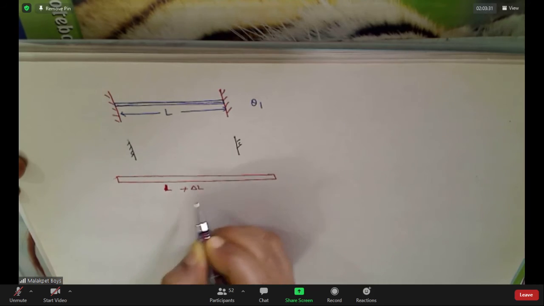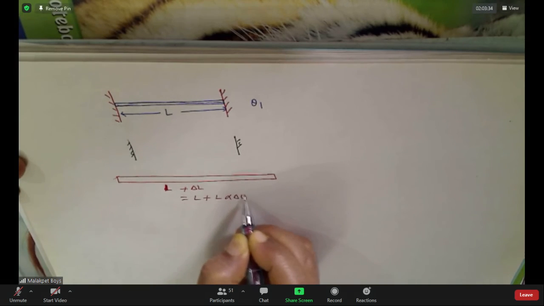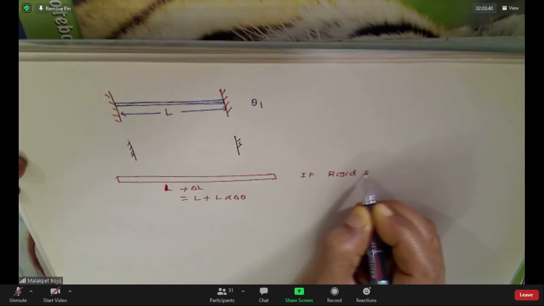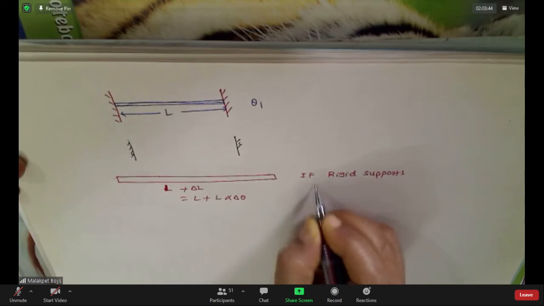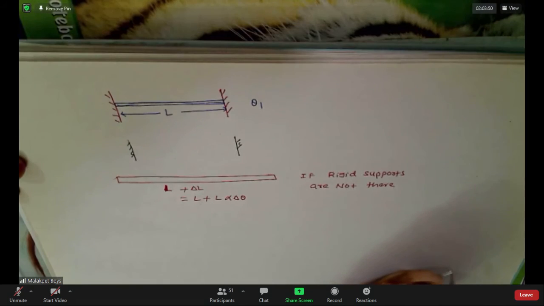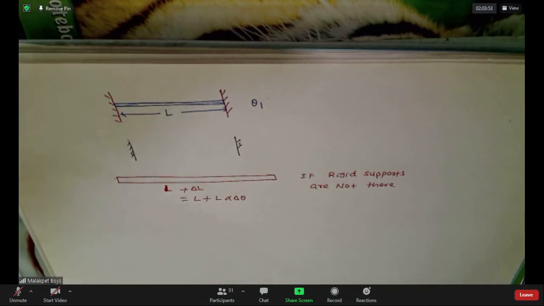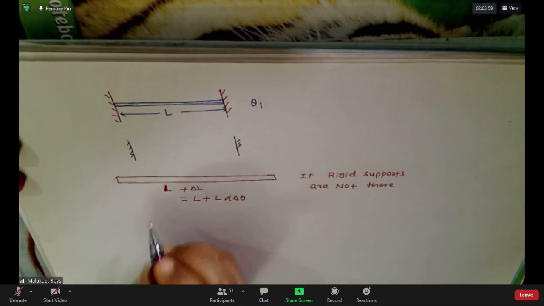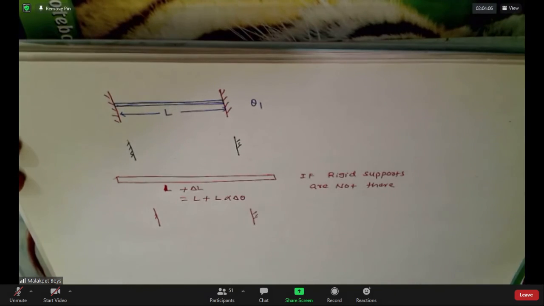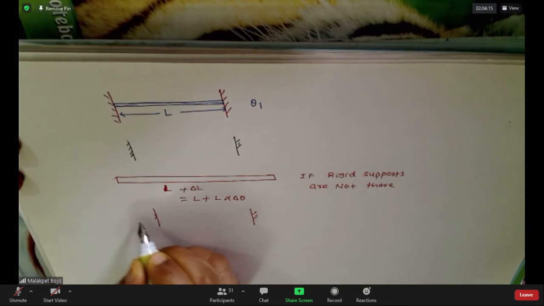Okay. But now the rod is not able to expand that much, no? Yes, sir. Am I right or not? You are right. That means you can see that the walls must be exerting some force, no? Agreed? So now you can see that if supports are there, what will happen?